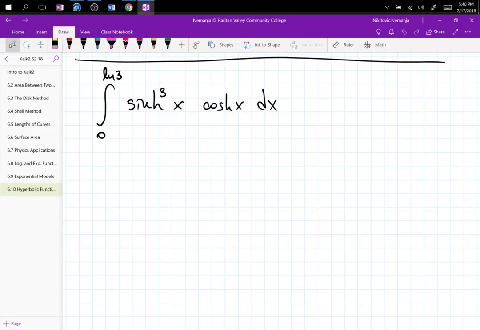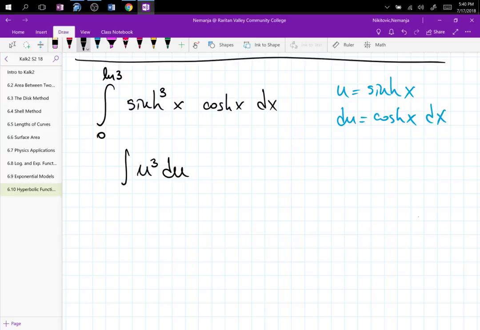So what is the way to do this integral? U sub. What is u? Sine hyperbolic. Very good. So the integral is going to be done using u sub. u equals sine hyperbolic x, du equals cosine hyperbolic x dx. So the integral changes into u cubed du. Now the only thing I have to do is flip the limits, right? Because now the entire integral is supposed to be in terms of the u variable.